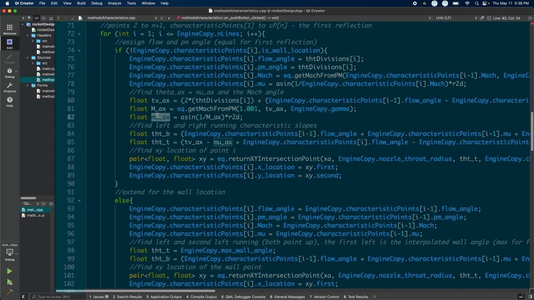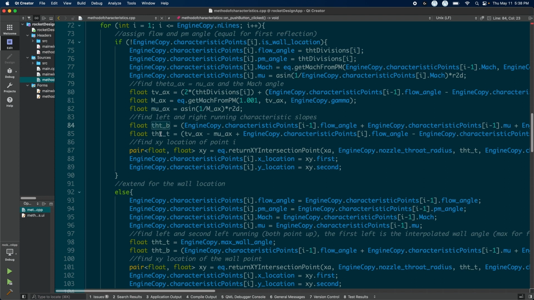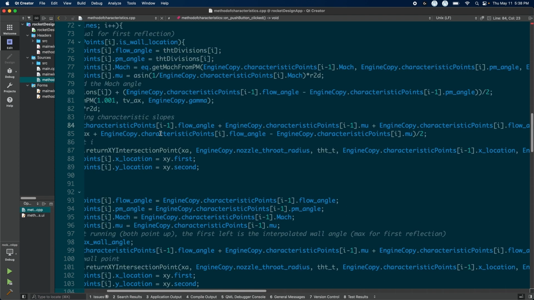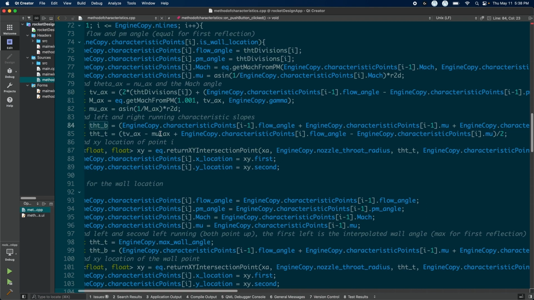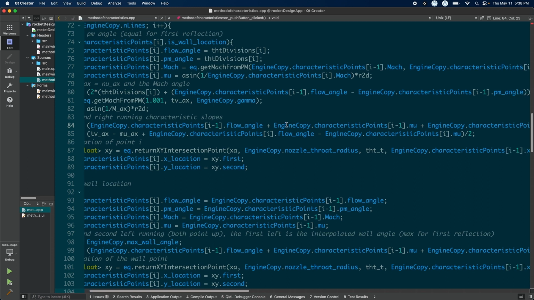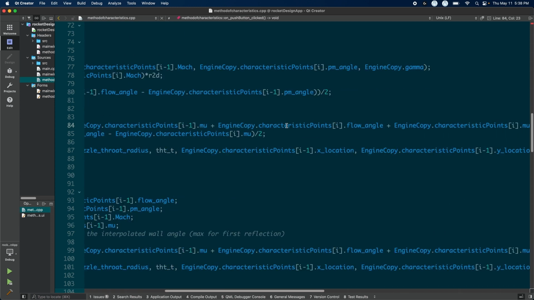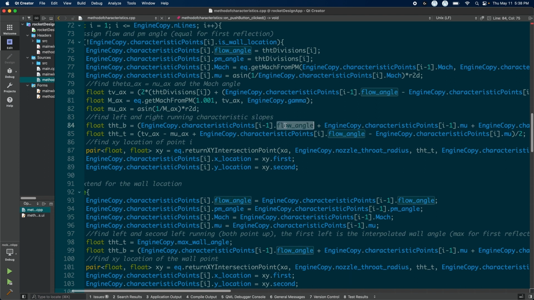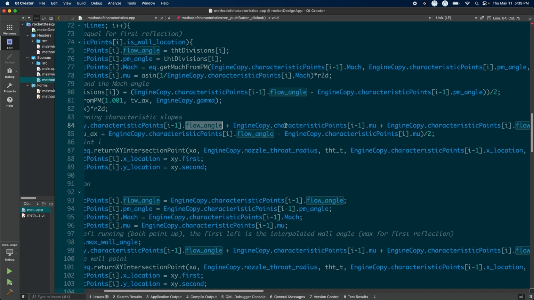I find my left and right running characteristic lines by using the formulas. For left running and right running, it's a bit different. You have to subtract instead of adding. So just, if you look at the formula and if you look at this, they all match up again. The flow angle is my value for the direction of my flow where it's going. The nu is the Prandtl-Meyer angle here.